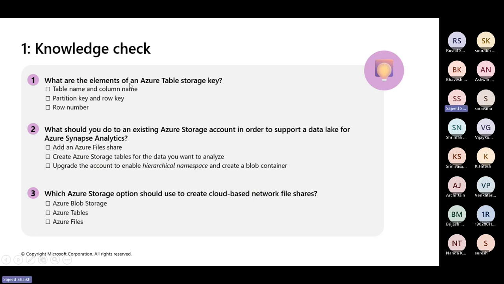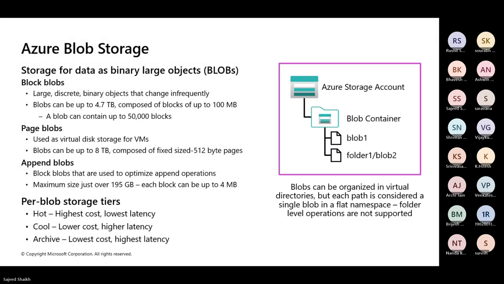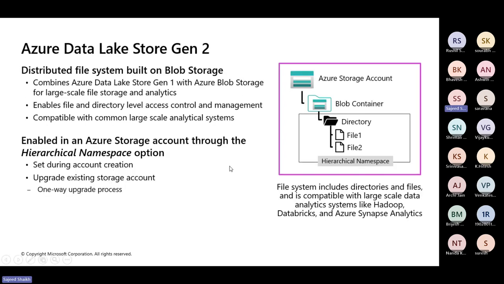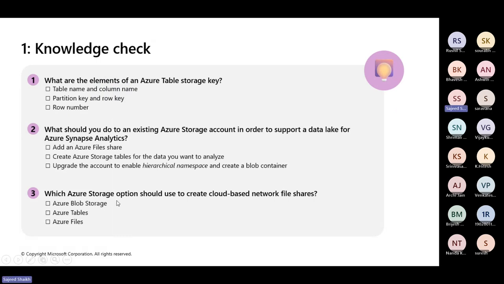So let us see here, what is the knowledge? What are the elements of Azure table storage? Key, partition key, and row key. What should you do in an existing storage account in order to support a data lake for Azure Analytics? Upgrade the account to a hierarchical namespace and create a blob container. This was when we discussed just now, generation 2, hierarchical namespaces. And which Azure storage option should you use to create cloud-based network file shares? Azure Files.